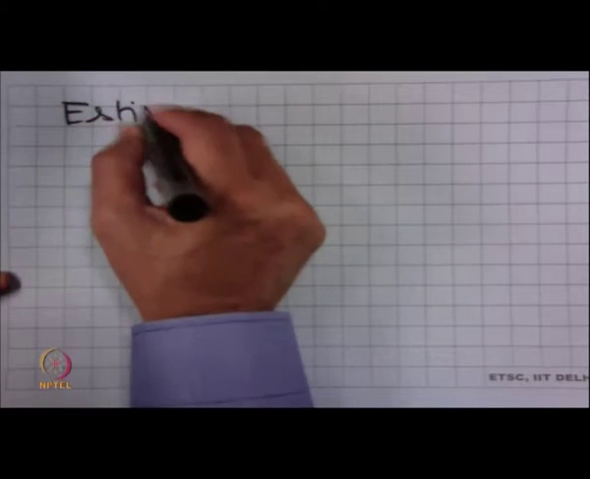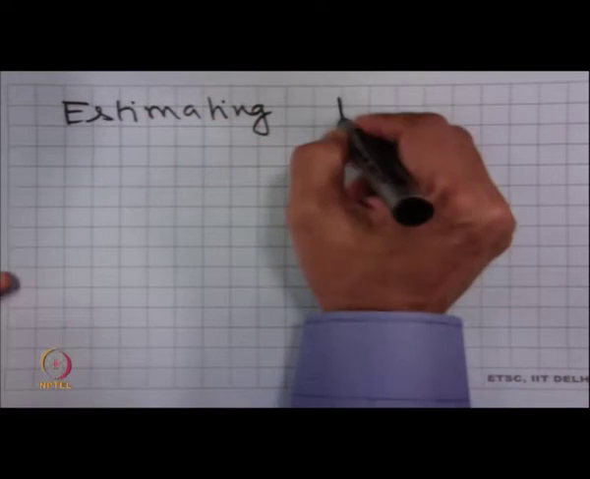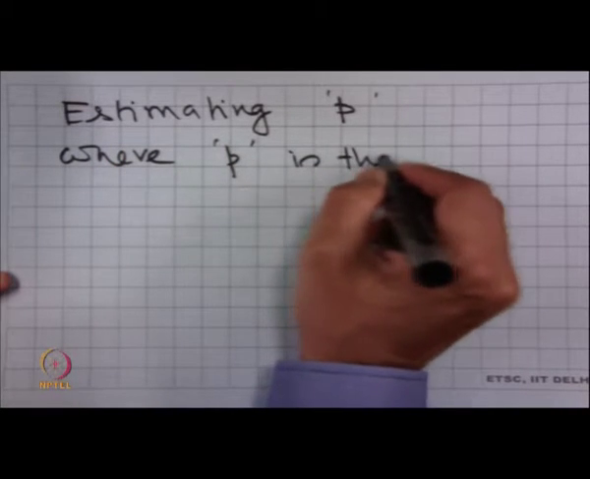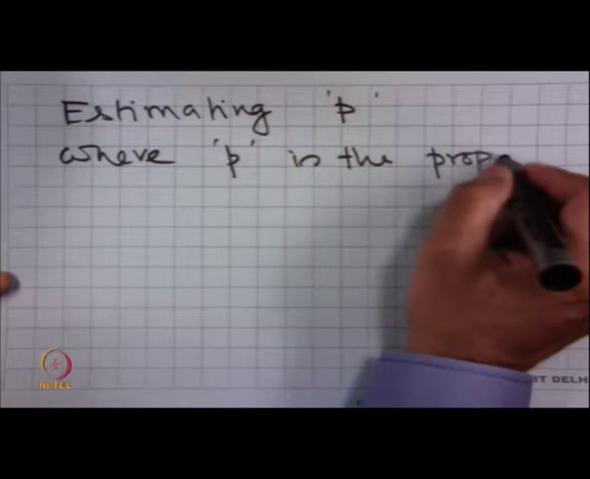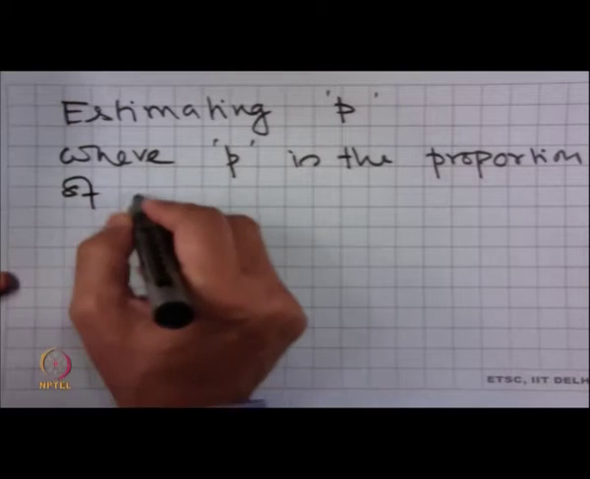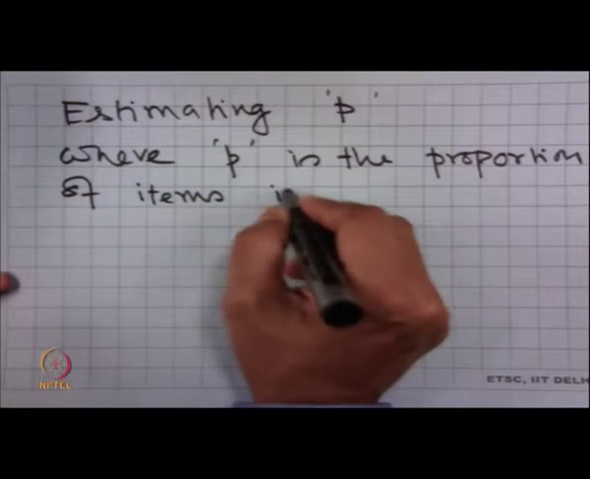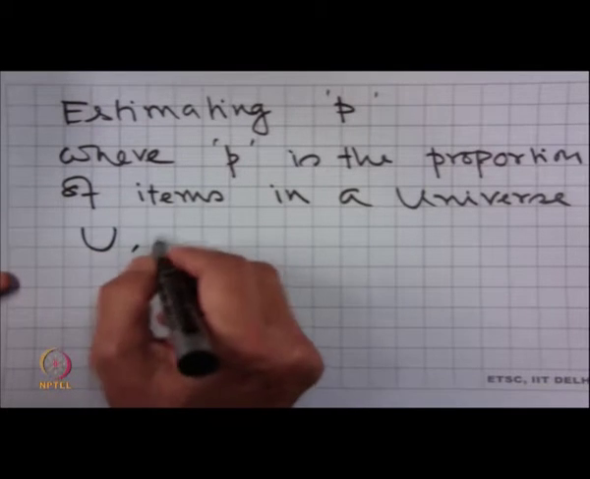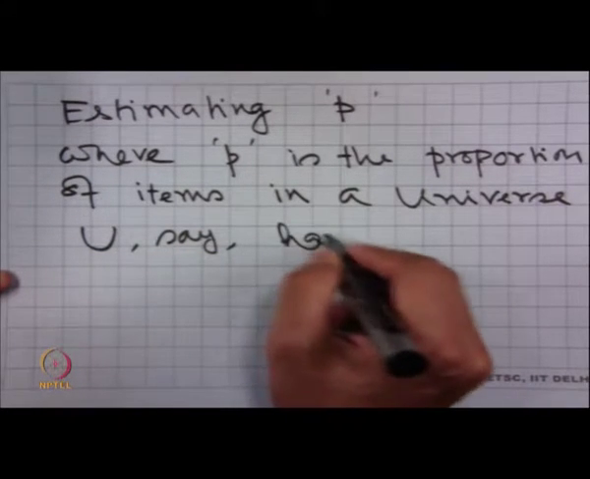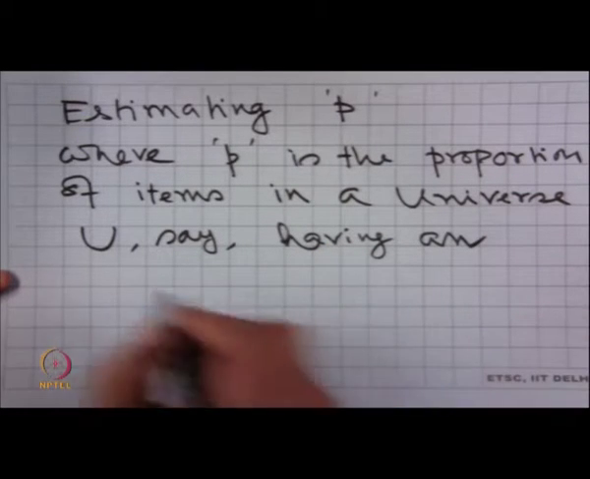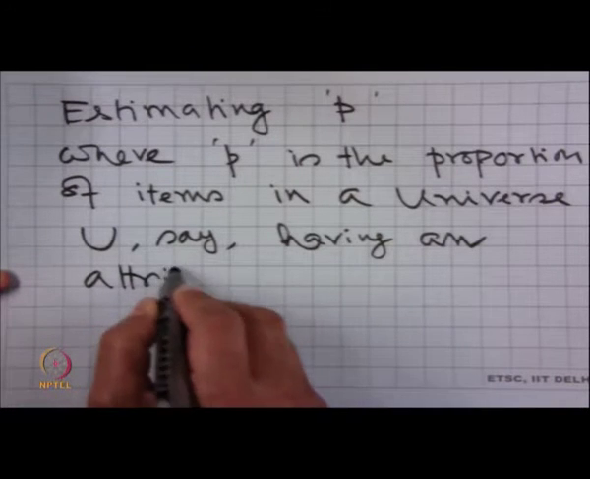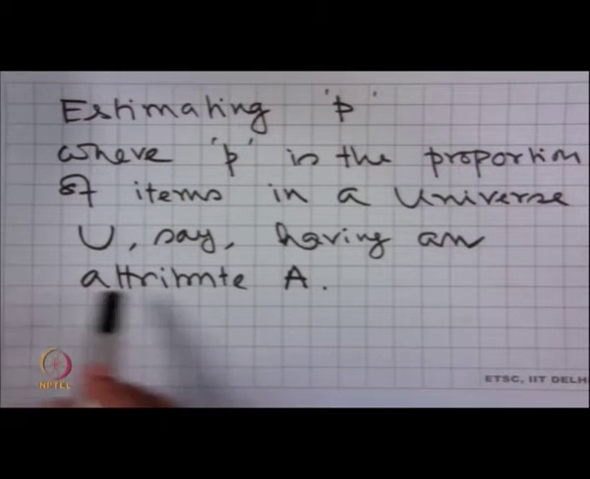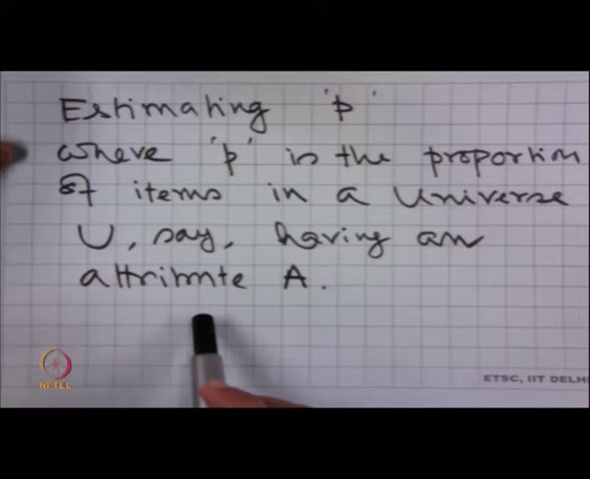Estimating P, where P is the proportion of items in a universe U, say, having an attribute A. So, this was the problem that we had done towards the end of the last class.